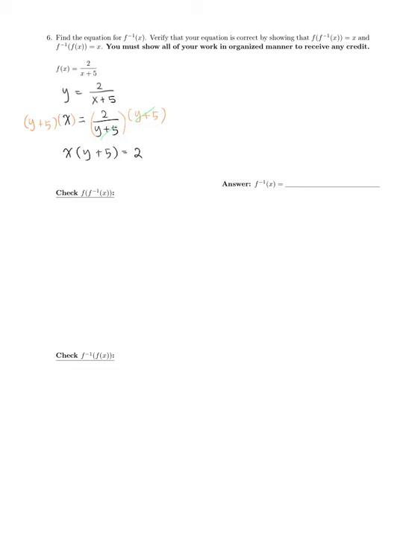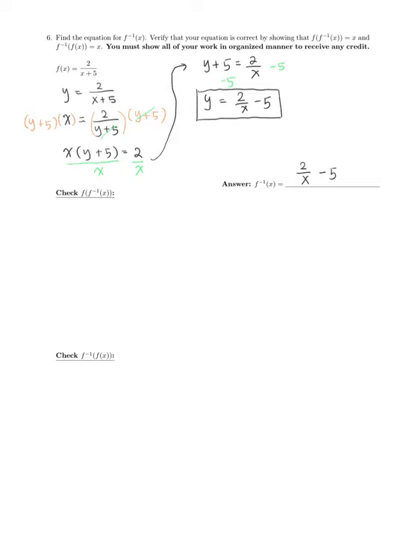So from here, you can divide by x if you like. So here, if I divide by x, then what are we going to get? You're going to have y plus 5 equals 2 over x. And then subtract 5 from both sides. Then you're going to have y equals 2 over x minus 5. Okay, so therefore this new y becomes your f inverse of x. So here f inverse of x is 2 over x and then minus 5.